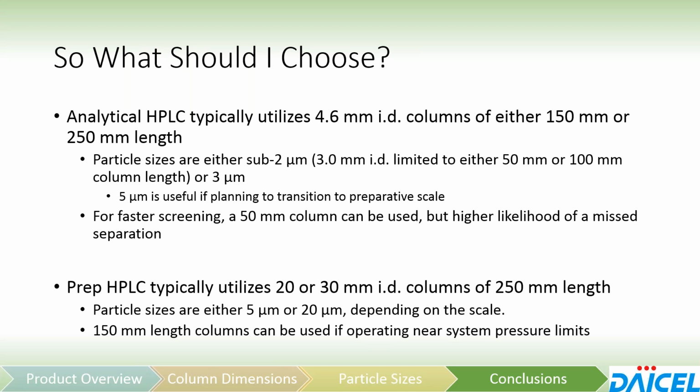We can use a 150 millimeter length column if you are operating near or at the system pressure limits and you have concerns about potentially going over pressure. Obviously, decreasing the column length will help with that issue, but you might have to do some optimization, obviously, in going to a shorter column.